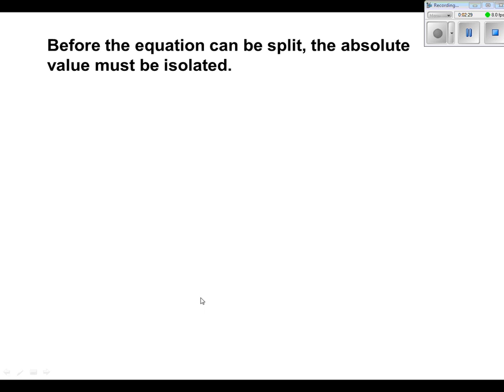A quick rule, before an equation can be split, the absolute value must be isolated. So here's an example, absolute value of 2x plus 4 minus 8 is equal to 6. Notice that minus 8 needs to be moved to the other side in order to get the absolute value sign by itself. The opposite of subtracting 8 is to add 8 to both sides. So 6 plus 8 is 14. At this point, we're now able to split it.